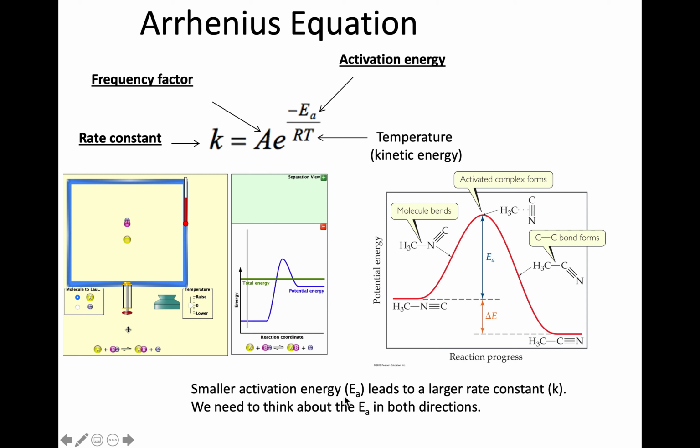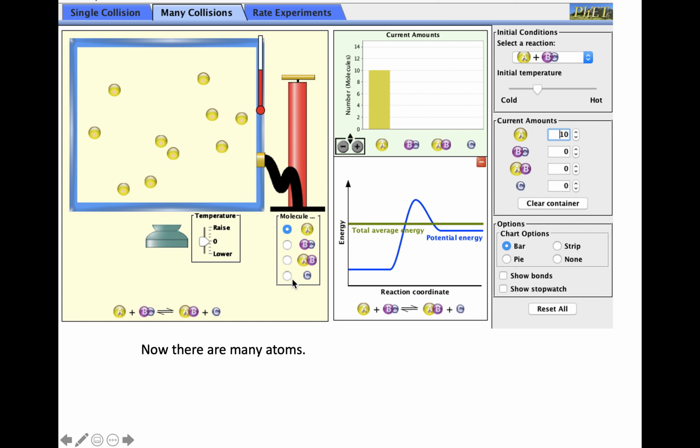And we need to think about the energy of activation here in both directions because it's a barrier that is blocking as I go left to right and also right to left. Those are all insights that I came away with when I was looking at a single collision, and by changing the temperature, changing the kinetic energy, I could change what the total energy was. Let's now look to see what happens when we have many collisions taking place.